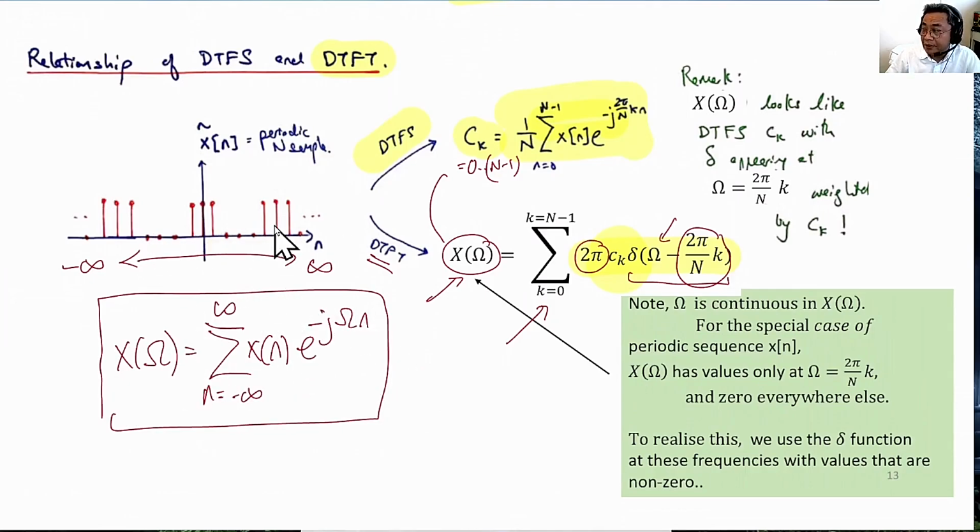Instead, for a periodic signal, this is the only way: we use the DTFS, and then by using delta functions find the expression of X of omega. In the next slide, we'll convince you why this representation is the correct representation for the DTFT.